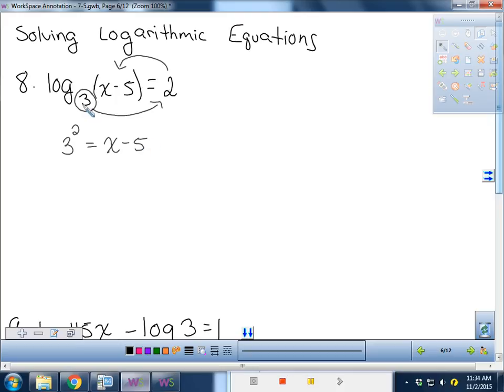All right? Now I no longer have the log because I wrote it in a different format, but now I can solve for x. I know that 3 squared is 9. And then all I have left to do is add 5. So I get x equals 9 plus 5, which is 14, and I am done.